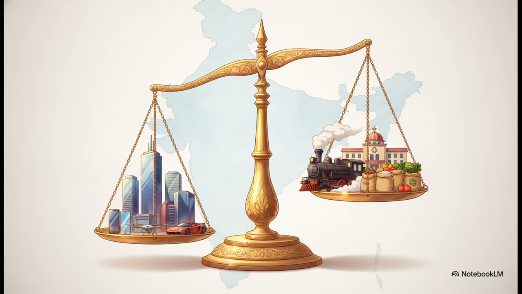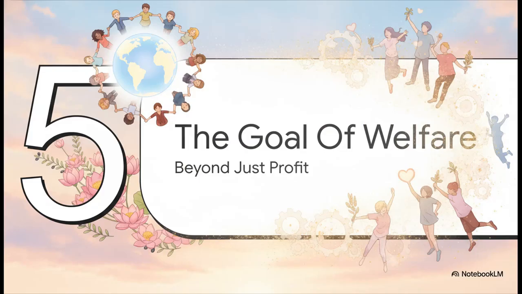You've got private companies out there fiercely innovating and competing, but the government keeps a firm grip on the vital lifelines, things like the railways and defense. It is this constant, tricky balancing act between chasing profit and protecting public welfare. Which leads us to our final stop, Section 5, the goal of welfare.